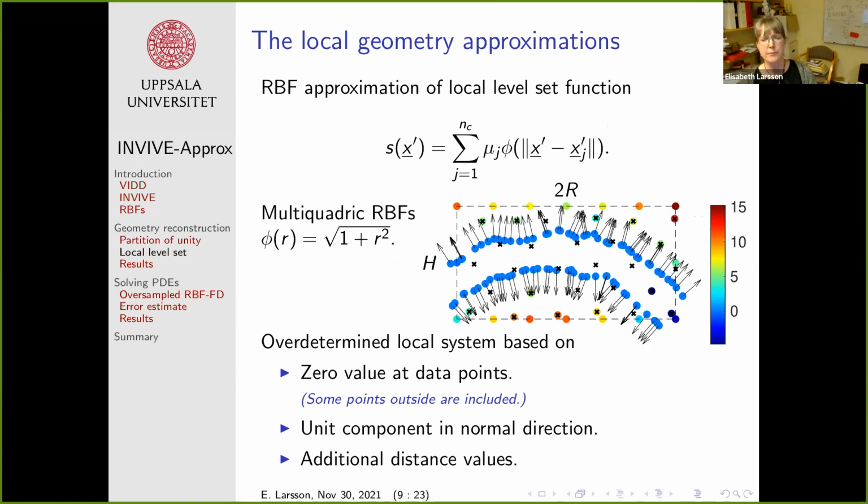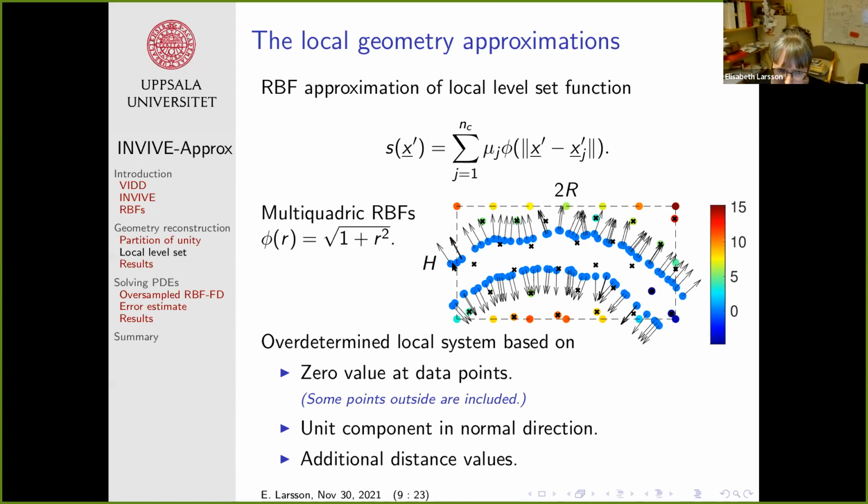Then we come to, okay, so how do we make a problem that is robust and that gives us a good level set function? So we have a local RBF approximation with NC points, N center points. We use a multi-quadric RBF that is infinitely smooth. And we have an overdetermined local system. And the data that we use for the system, so let's see what we have in the picture, the crosses, the X's. These are the center points, and they are kind of evenly distributed in a patch here.